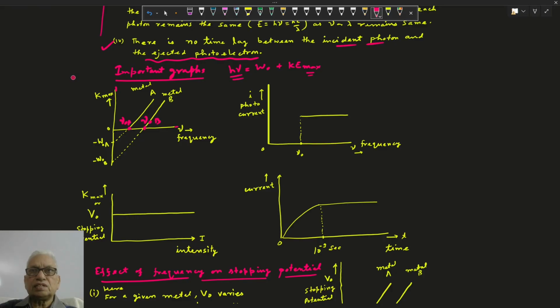If we put frequency 0 in this equation, what do we get? Kinetic energy is the negative work function. If the frequency increases but is less than the threshold, there is no current, and after that the current increases. If intensity is constant, current is also constant. Kinetic energy and stopping voltage do not depend on intensity. We have discussed this. It takes nanosecond time, after that we get the current. Nanosecond time is very, very small.